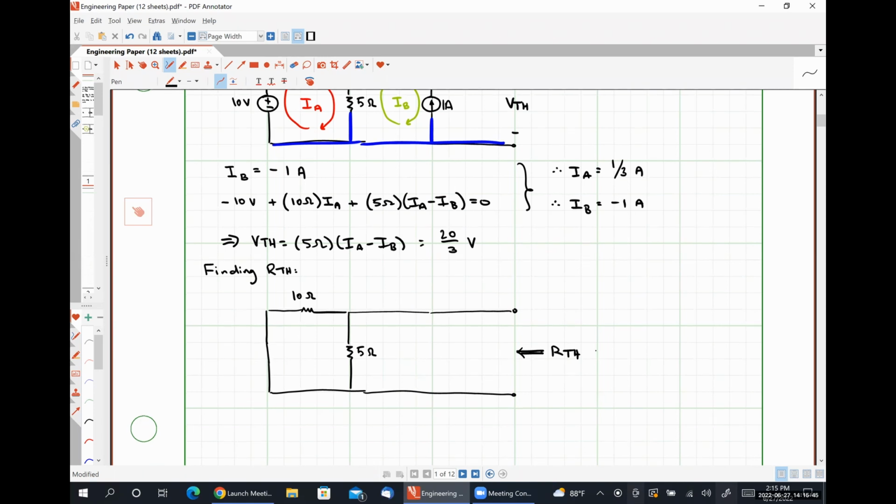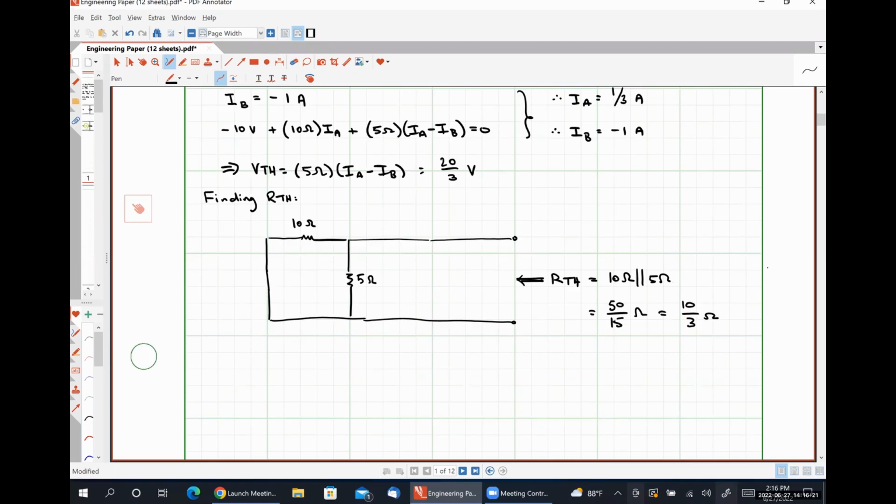In this case, it looks like 10 ohms in parallel with 5 ohms. Excuse me, 5, not 50, which is going to be 10 times 5, or 50 over 10 plus 5. So 50 over 15, or I believe that's the same as 10 over 3 ohms. So there's our Thevenin equivalent resistance.